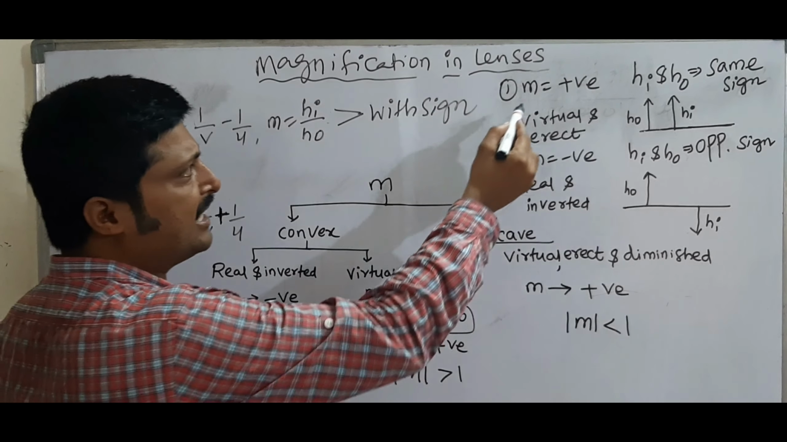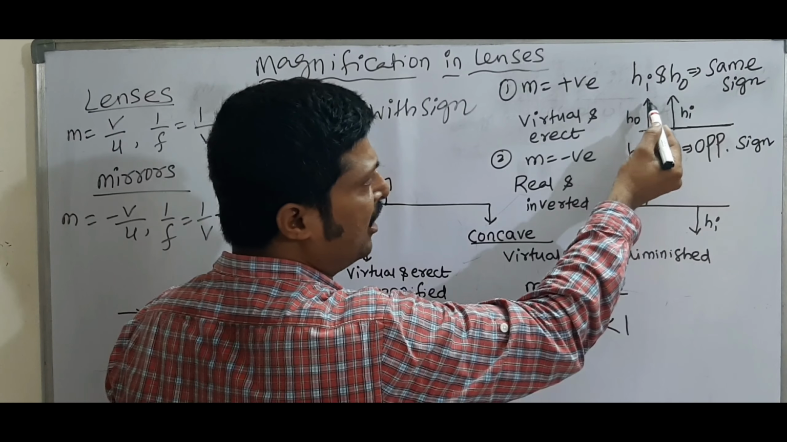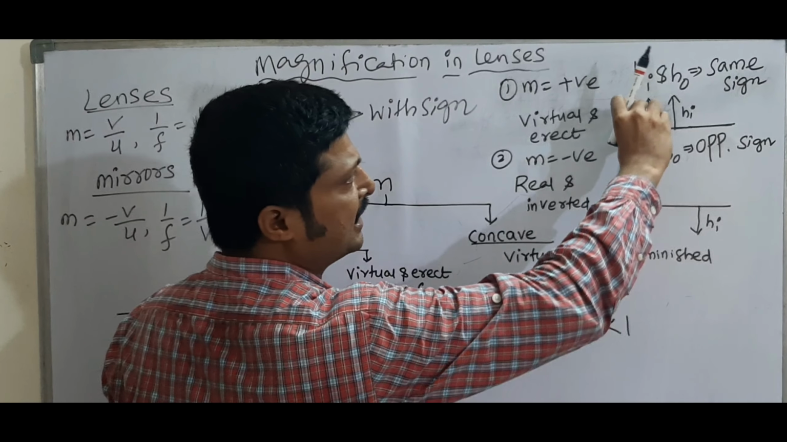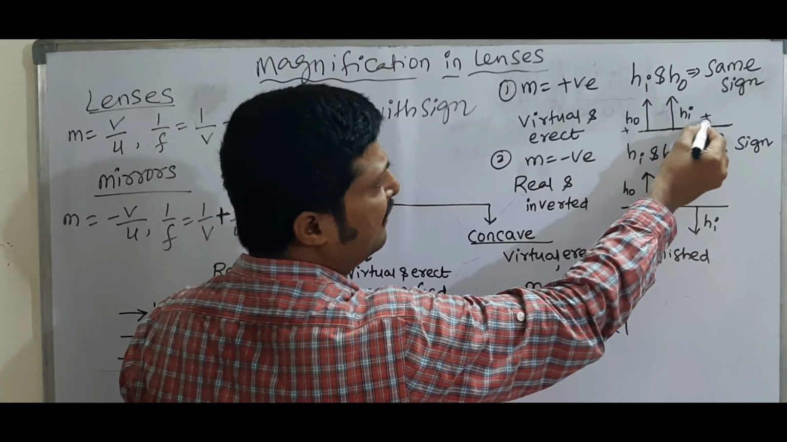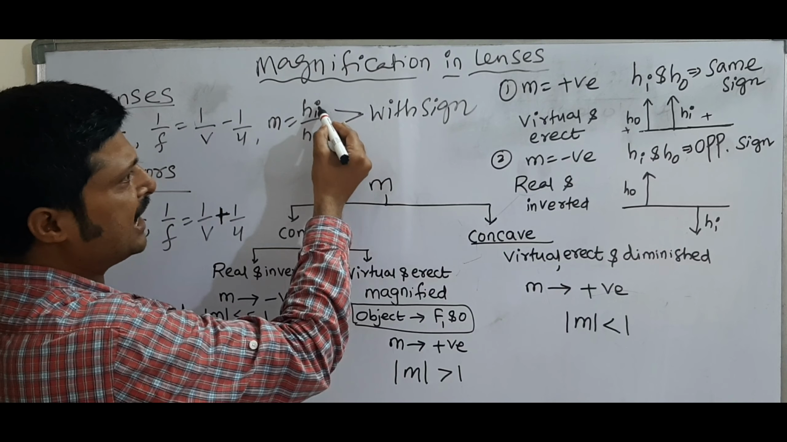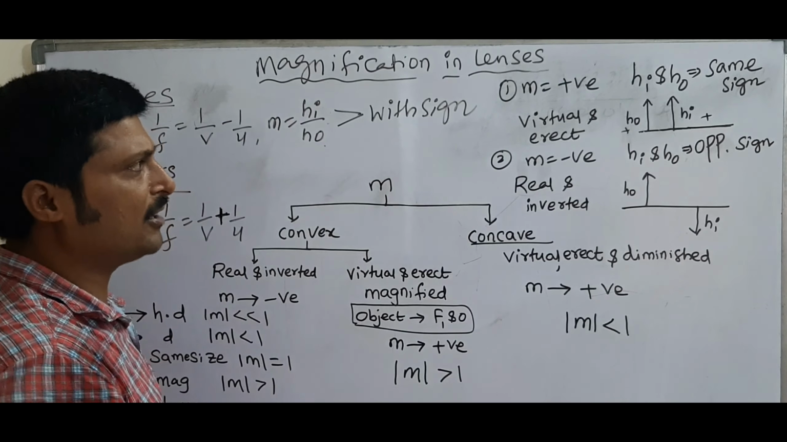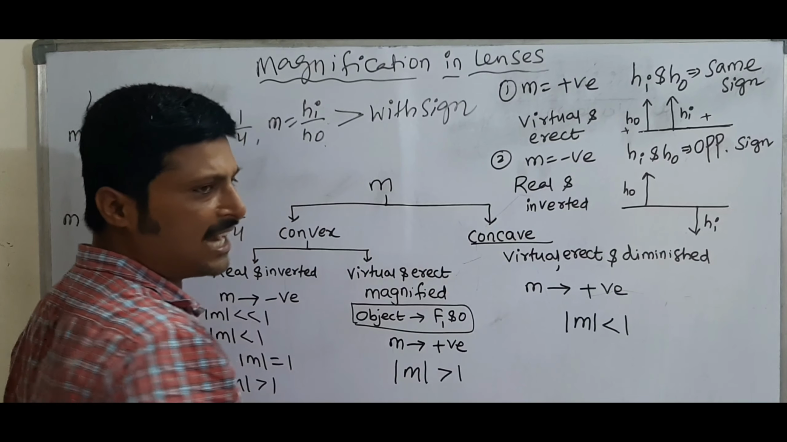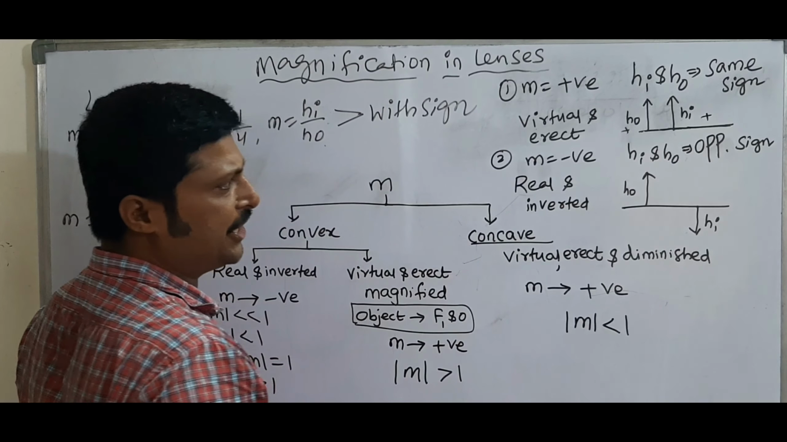Now see here, magnification is positive. Magnification positive means height of object and height of image are on the same side, above the principal axis. So height of object is positive, height of image is also positive. If we substitute here, height of image positive and height of object positive, so magnification is positive. If magnification is positive, which type of image is that? Virtual and erect image.